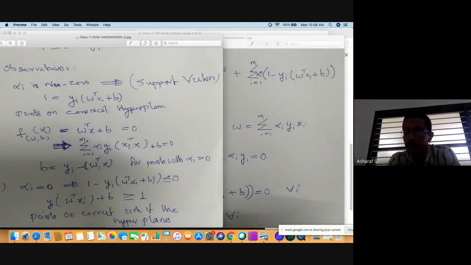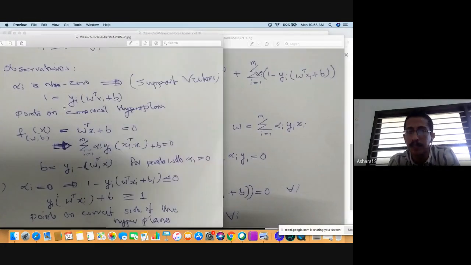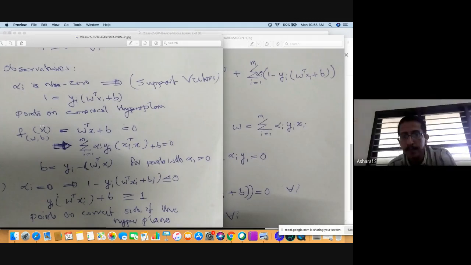All right. So where do support vectors lie? When alpha is non-zero, from the complementary slackness conditions, we can see that yi times (W transpose x plus b) is equal to 1, which means that this point will fall on the canonical hyperplane. Then what will be the hyperplane? We represent f with parameters W, b, basically with an input x. So it will be W transpose x plus b is equal to 0.